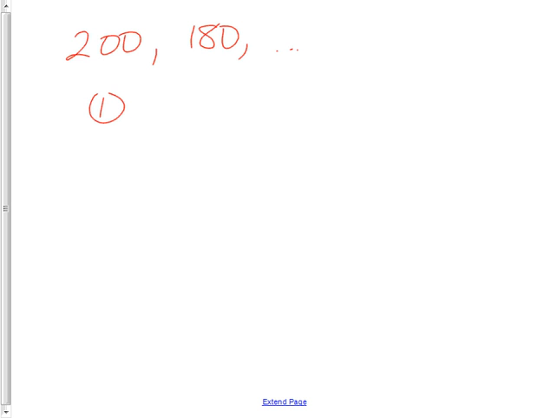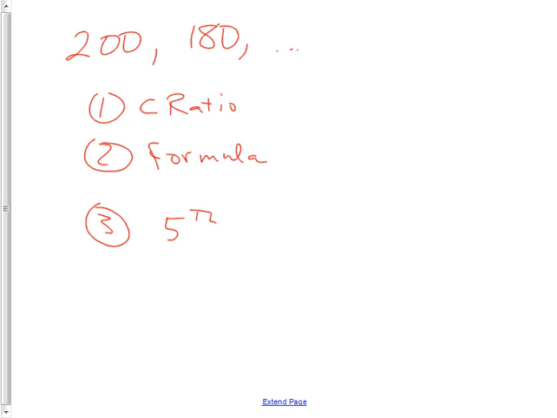So I'd like you to figure out the common ratio. Number 2, the formula. Number 3, or regression equation. Number 3 is figure out the fifth term. And figure out, number 4, the decay rate.